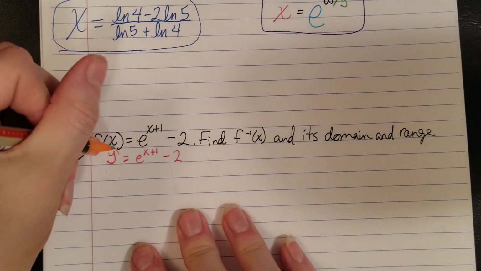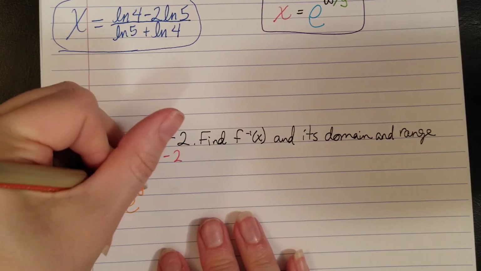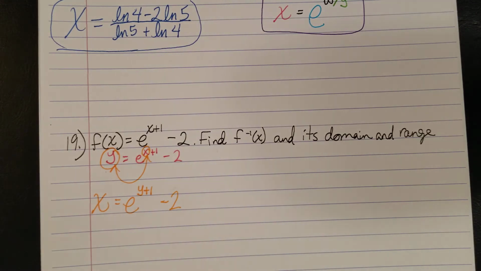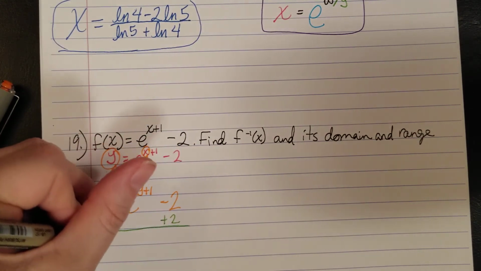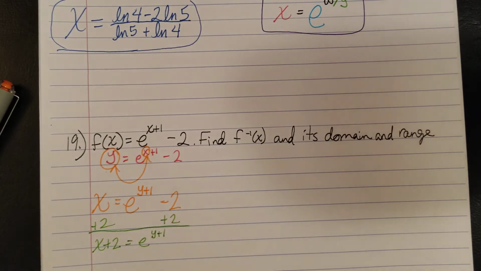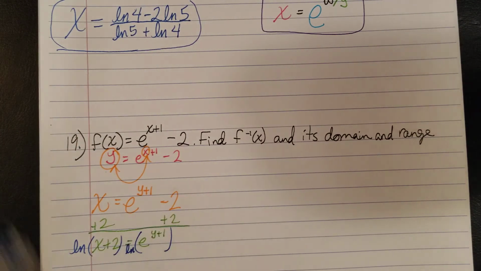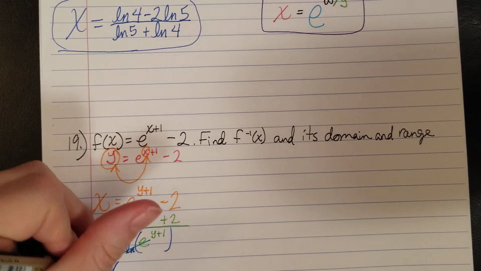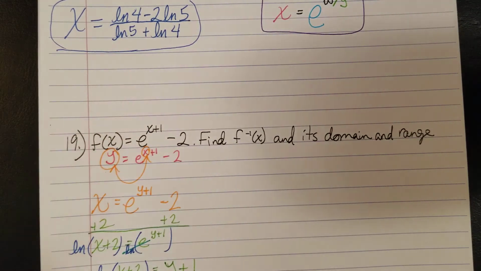Then I'm going to switch the x and the y. So that's going to give me x is equal to e to the power of y plus 1 minus 2. All right, and now my goal is to solve for y. So the next thing I'm going to do is add 2 to both sides. So that makes it x plus 2 equals e to the power of y plus 1. Next, I would take the natural log of both sides. All right, and that would allow me to cancel out the ln with the e. Okay, so that gives me ln of x plus 2 equals y plus 1. All right, and I'm just trying to solve for y, so now I'm going to subtract 1 from both sides.